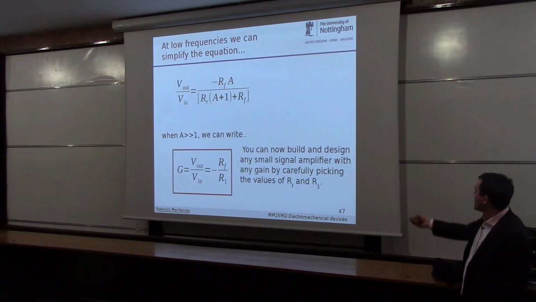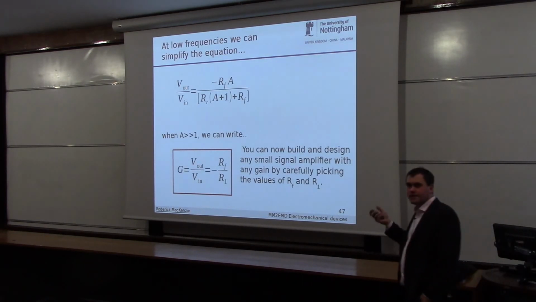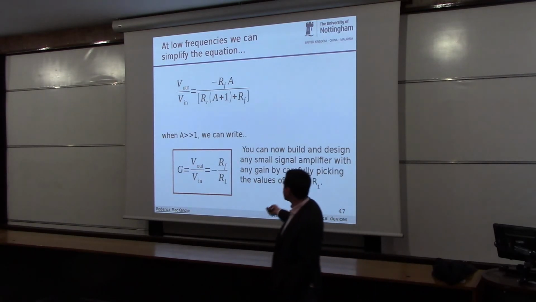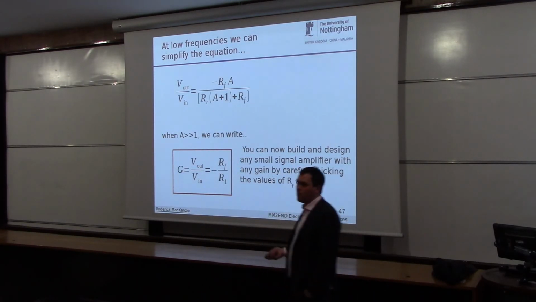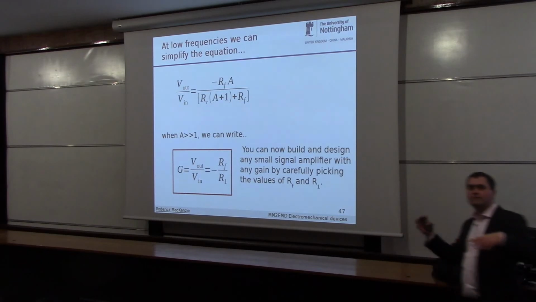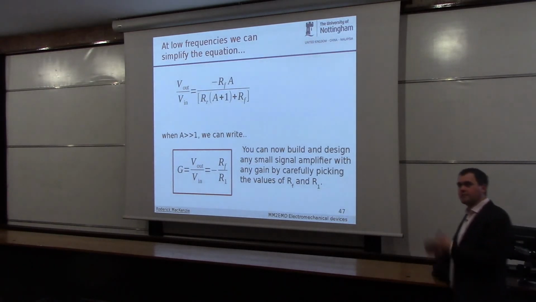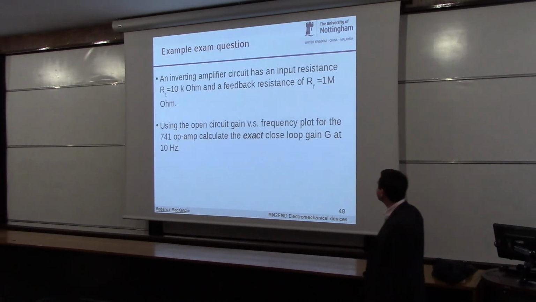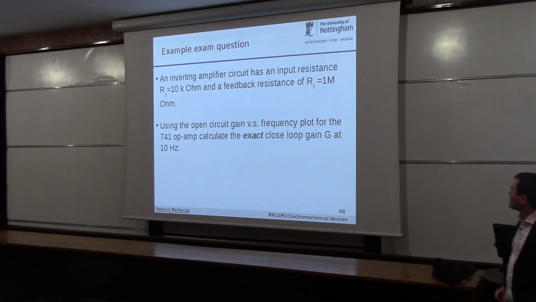And if we say A is much bigger than 1, so A is massive, say A is 1,000,000, we can simplify this expression to gain equals minus RF over R1. So we've now simplified it in terms of two resistors, and we can calculate practically the gain of an op-amp circuit. So here's an example exam question.